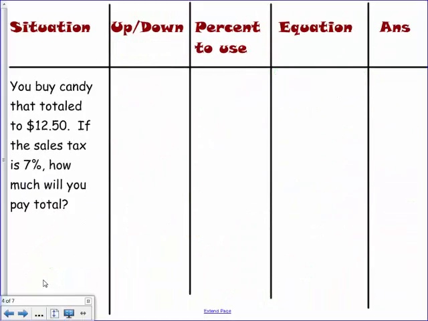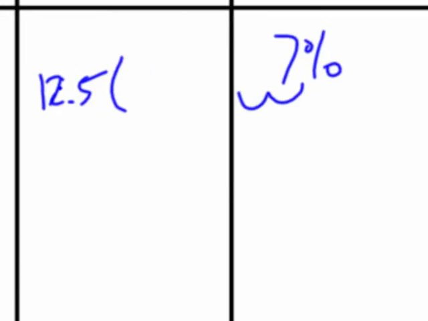So same thing, except now we got an increase because we're buying candy for $12.50 and it has a sales tax of 7%. How much would you pay in total? Well, let's think about this. I could do what I did last time. I'm not going to do it this way, but I could take 12.5 times 7% as a decimal. Just be careful. What is that as a decimal? Remember, so it's 0.07.